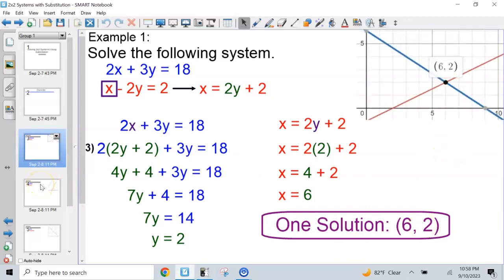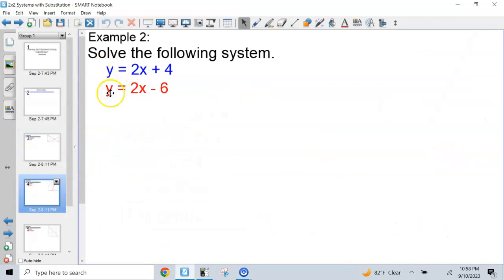Here's the next problem. Another system. Y equals, since y is by itself, like a single y, this is good for substitution. I'm going to use the second one, but you could use the first one. So I'm going to plug this bottom y into the top y equation. So here's that equation. I'm replacing this purple y with the bottom. So 2x minus 6 equals 2x plus 4.